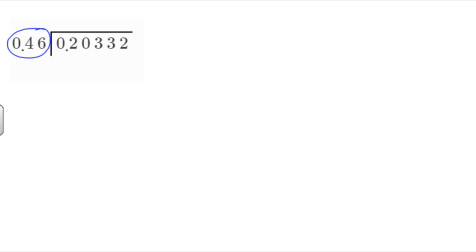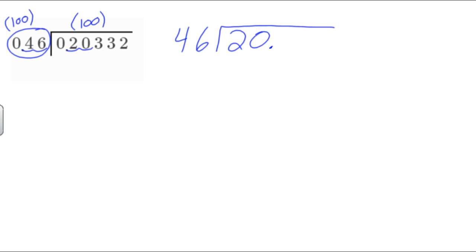In this problem, I have to move it over twice. Okay, so I have to move it over twice inside the division box as well. In this problem, I'm multiplying both times 100. So we now have 46, and we have 20.332. Bring up my decimal point.